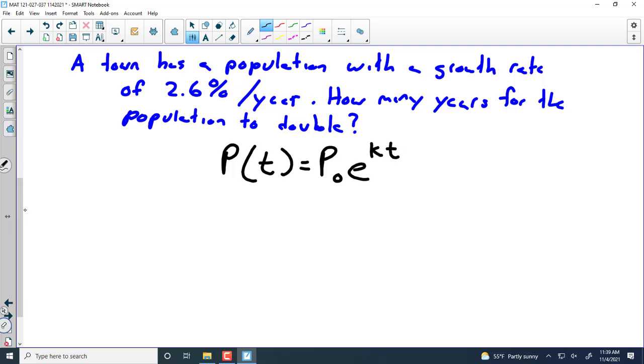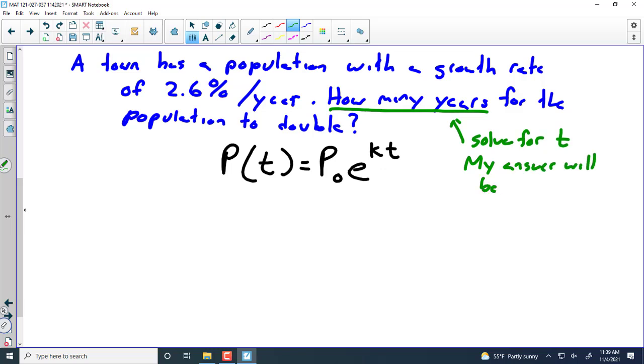And they're asking me the question, how many years? And when I read that, what that makes me realize is that I'm going to try and solve for t. My answer will be a length of time. Does everyone see that? That my answer is going to be a length of time? If they're asking how many years, my answer is not going to be what the population of the town is or what the growth rate is. It's going to be, it takes this many years.